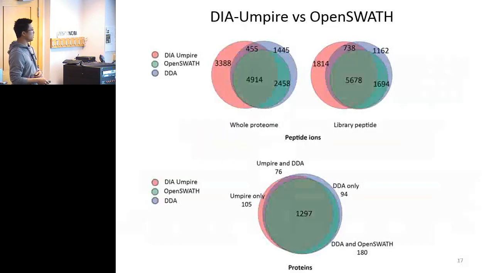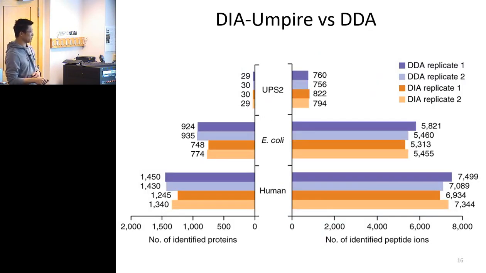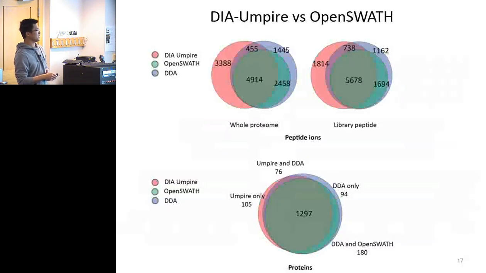Also, at this point we know this pipeline actually works. For DIA data, we don't need to have a spectral library. We can identify some proteins and peptides, but we get a little bit less compared to data dependent acquisition. And then we compare with the standard DIA tool which uses the spectral library. We want to see how far the numbers are compared to this way.